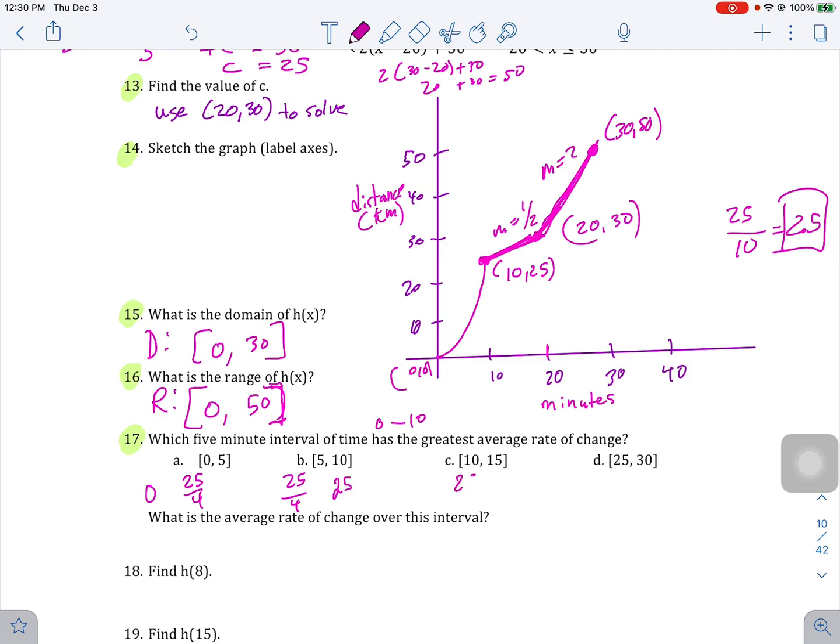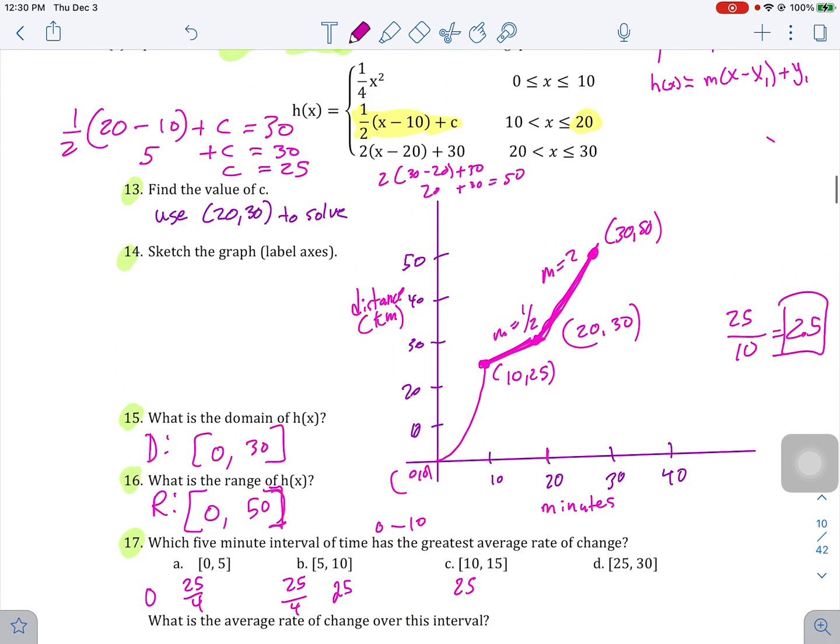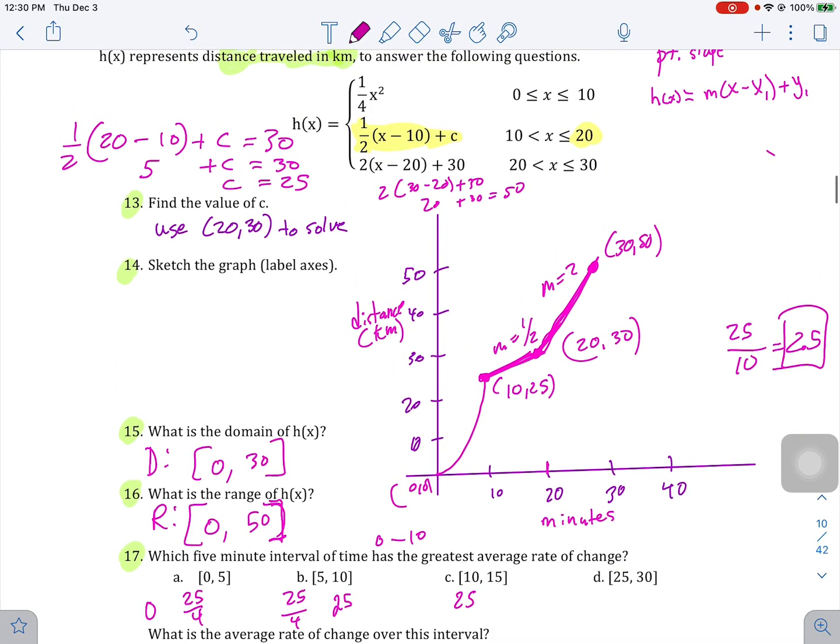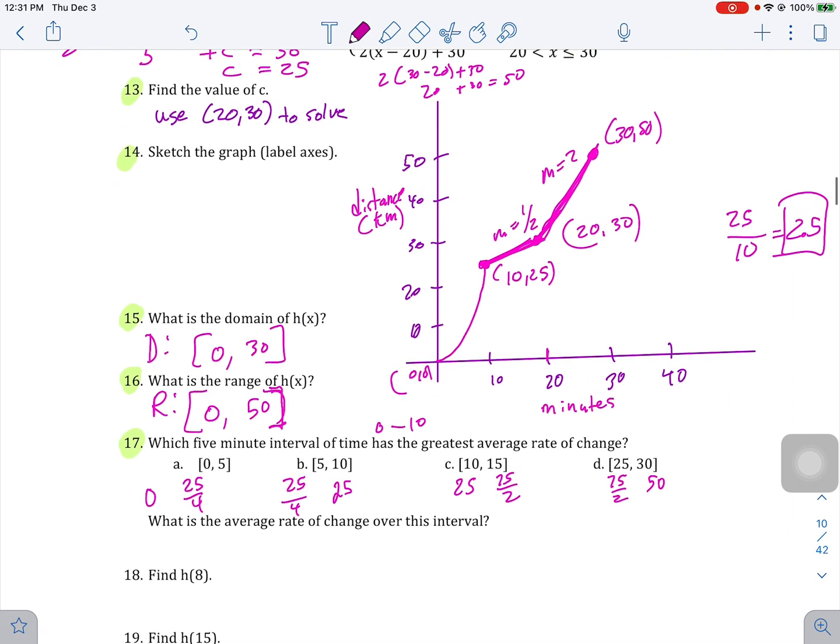And then from 25, if it's a half, if we plug in 15, we get 5 halves plus the C value, which is 25. So it's 25 plus 5 halves, or 75 halves. And then we've got the 75 halves, and we go to 30, which is at 50. So we go from 75 halves to 50.